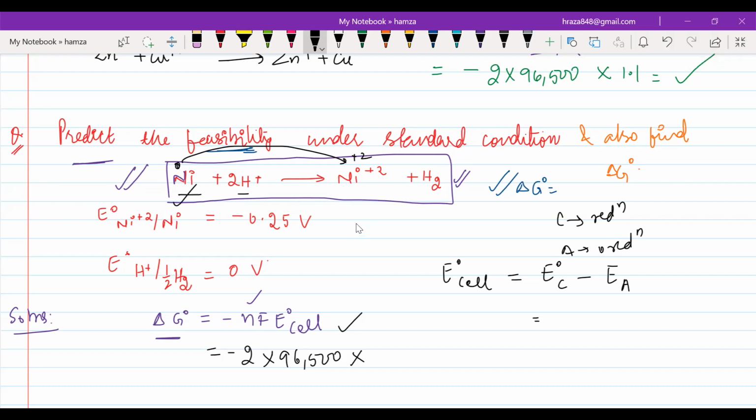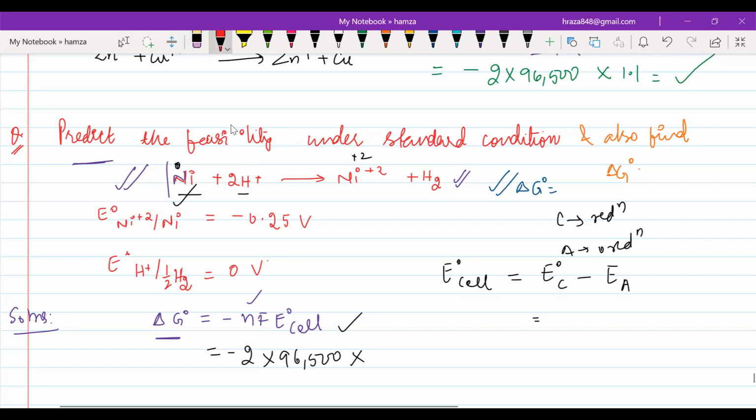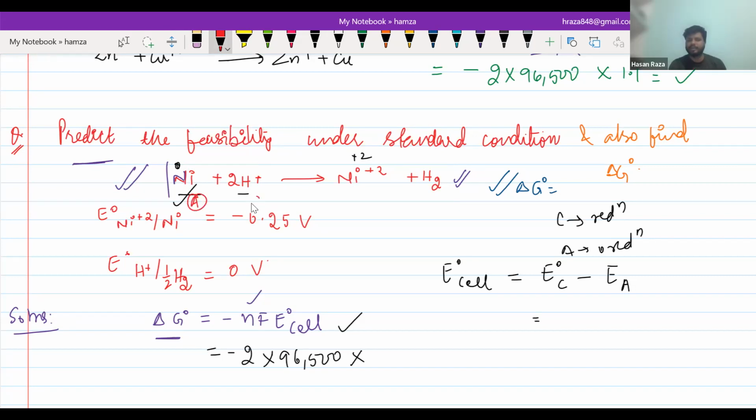Yes, sir. Which one is oxidized and reduced? Can you tell me, or you are not able to understand it? Let me know. So Ni is being oxidized, that means this is at anode and this is at cathode.